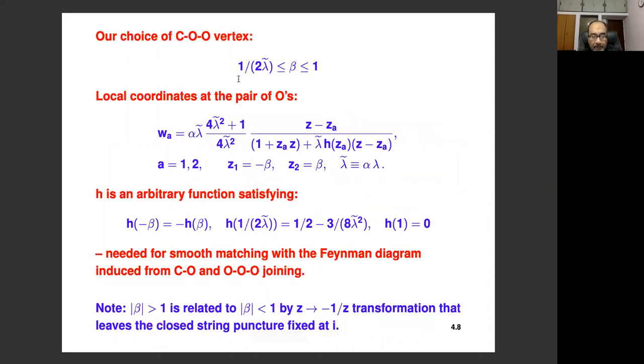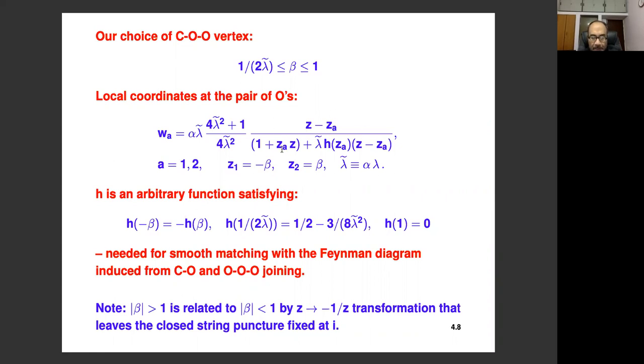Okay, so here I have given the choice. Beta basically takes value for the CO vortex. Beta takes value in the range 1 over 2 lambda tilde to 1, because we don't go for beta larger than 1, because that can be brought back to beta less than 1 by this z goes to minus 1 over z transformation. Okay, that keeps the closed string puncture fixed, but maps these two ranges to each other. And so this is the choice of local coordinates.